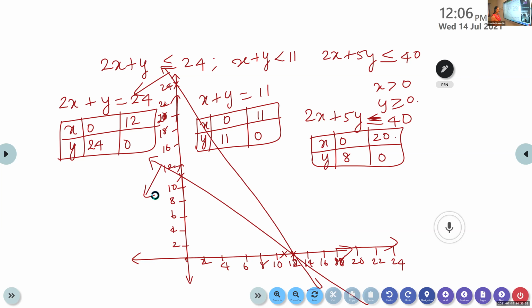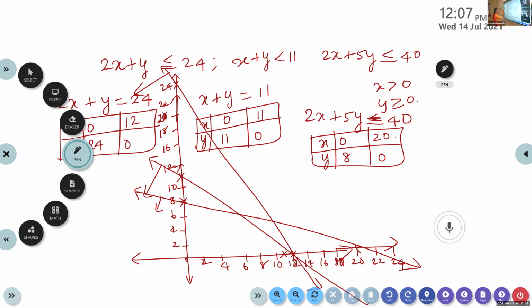Again, look at the next one. When x is 0, y is 8. When y is 0, x is 20. So when I join this, I'll get this line. When you substitute 0, 0, 0 is less than 40. So below this line. The region below all these three lines means it should be included under all these three. So which is the region to be shaded?